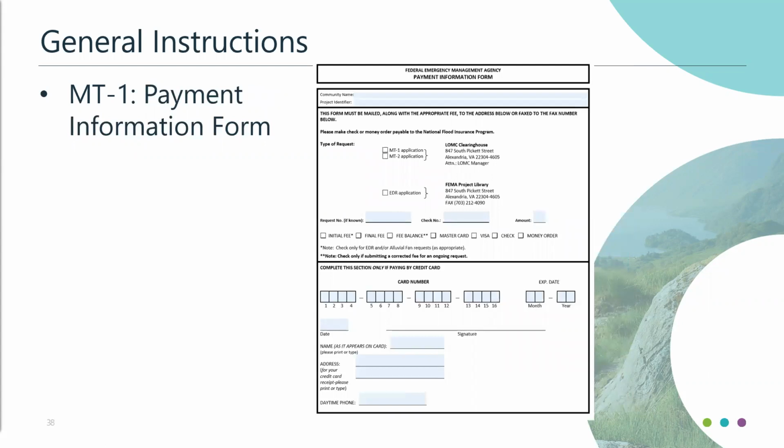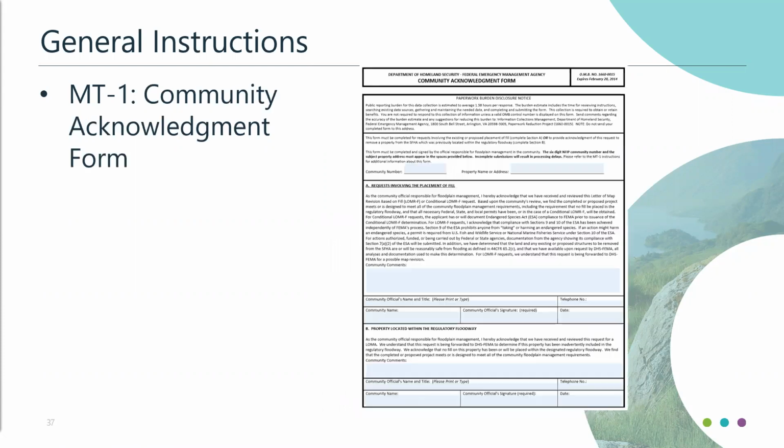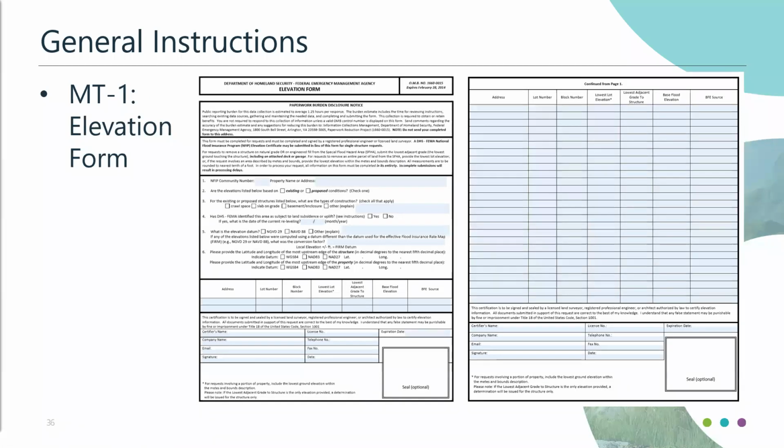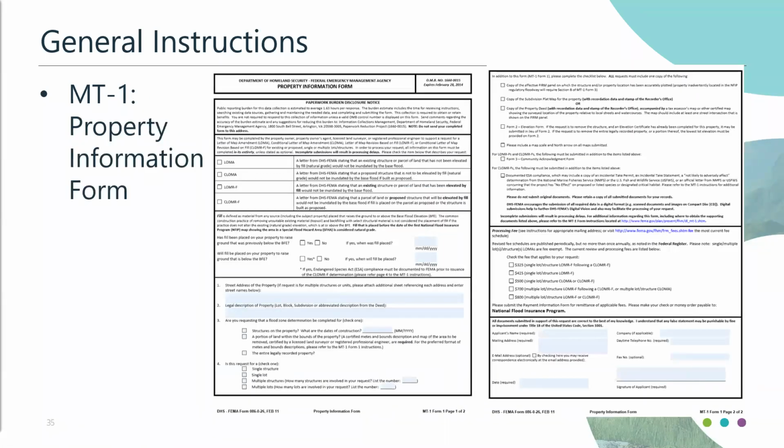The payment information form, it kind of is what it is. It tells you to select which application you're doing. So we've been talking about the MT1 application, so you would checkbox that, and this is where you would send it to. And then here's all the information for that. If you're doing this online through the online LOMC page, you would not use this form. They have their own form that they use. And in fact, the property information form, that's all online, so you wouldn't have to do the paper form for that.